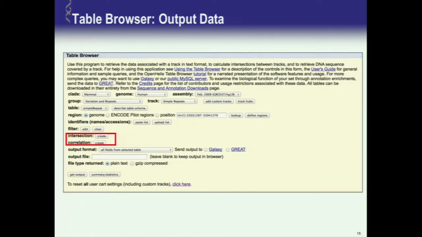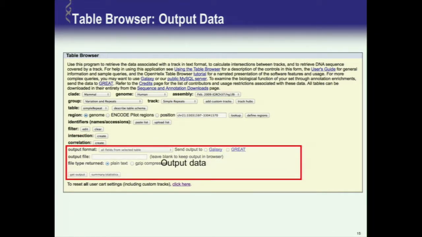And we can do other things. We can do intersections. So we can have two different tracks and say, only tell me the repeats that occur in some subset of the genome. And then down here is our output format. So you're basically saying, this is what I want you to give me.